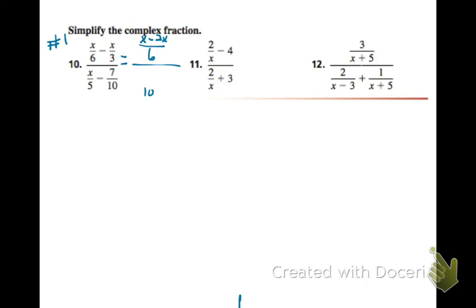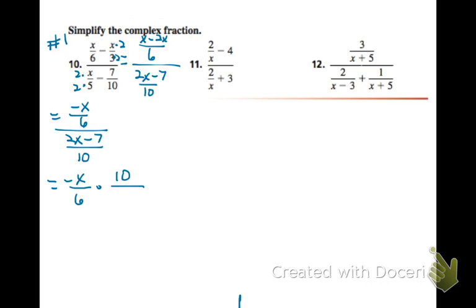In my denominator, I will use a common denominator of 10. And then I have to multiply here, top and bottom, by 2, so this will be 2x minus 7. I'll just make a note that I'm multiplying by 2 there. All right. Now I'm going to simplify my top fraction, so that'll be negative x over 6, all divided by 2x minus 7 over 10. So now we've got it in one fraction divided by another, so we can keep the first expression, change to multiplication, and flip.